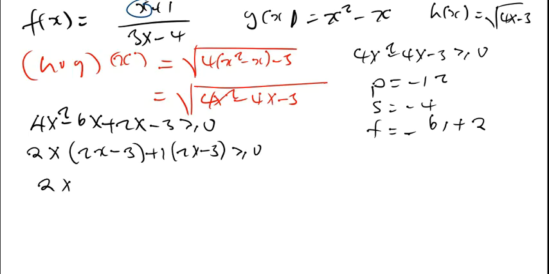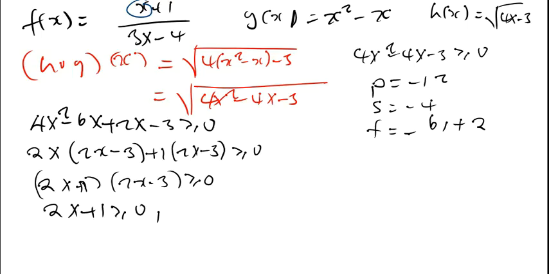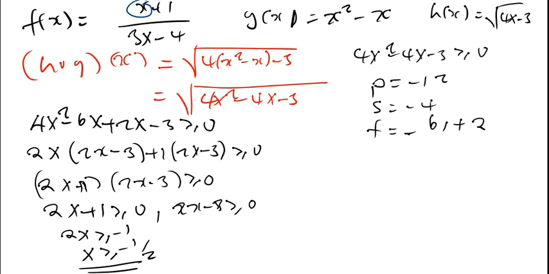So I have 2x plus 1 and 2x minus 3 greater than or equal to 0. So 2x plus 1 greater than or equal to 0, and 2x minus 3 greater than or equal to 0. So for x, 2x is greater than or equal to negative 1. If I divide both sides by 2, it will be negative 1 over 2. If I shift 3 to the other side, x is greater than or equal to 3 over 2.